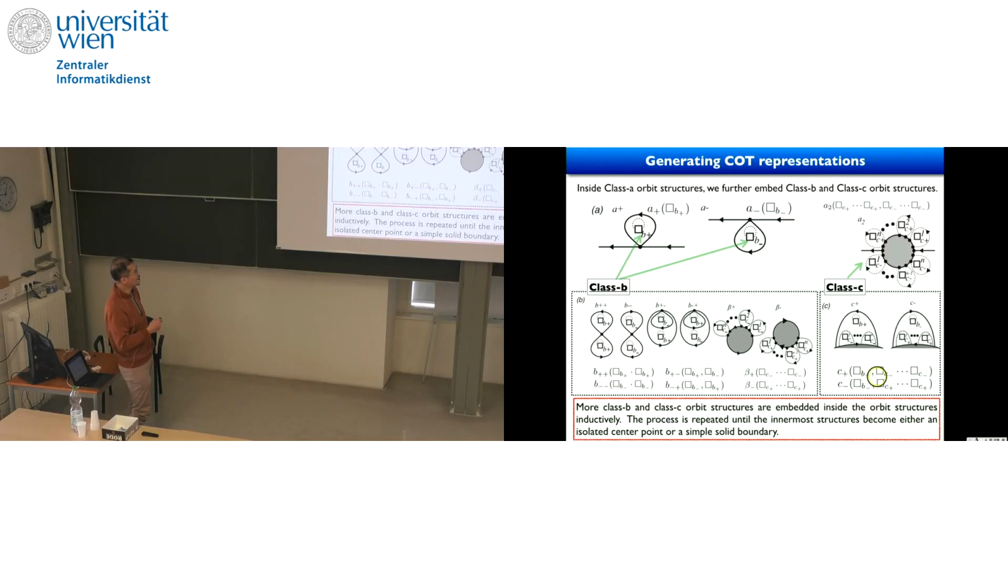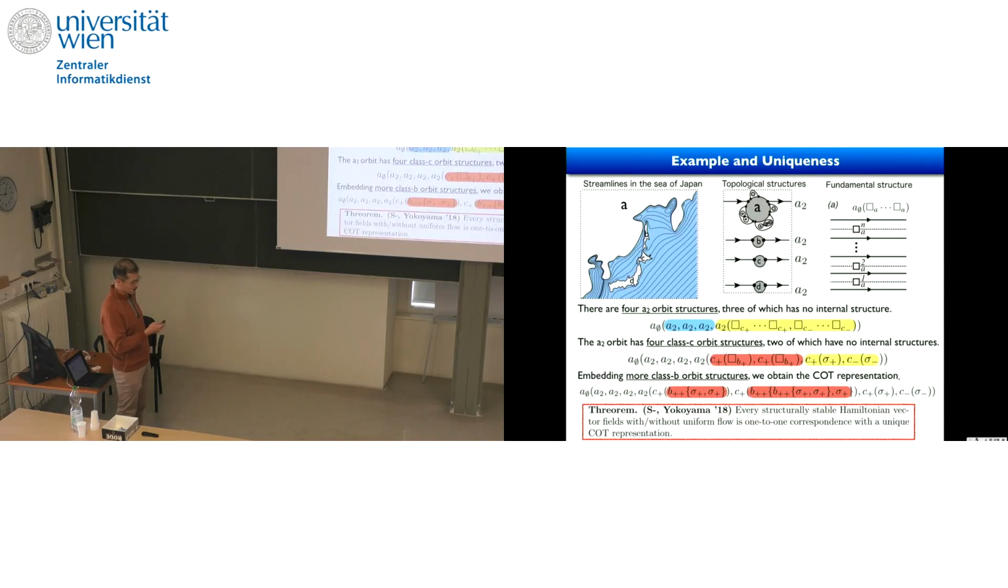So by more class B and class C can be embedded in this structure, then we repeat this embedding process repeatedly until we reach the end of the singular point. So by using this kind of idea, we are going to give the tree structure, which is called representation. Here I am going to explain how we assign. Here is an example.